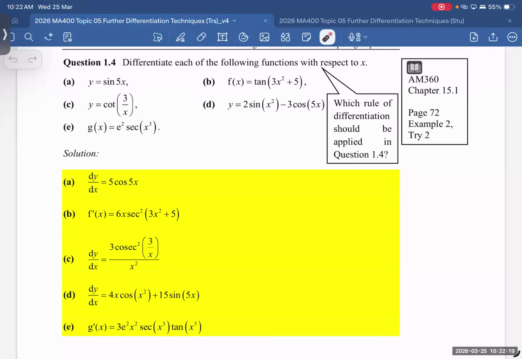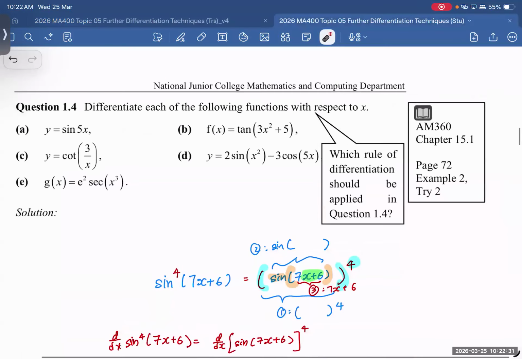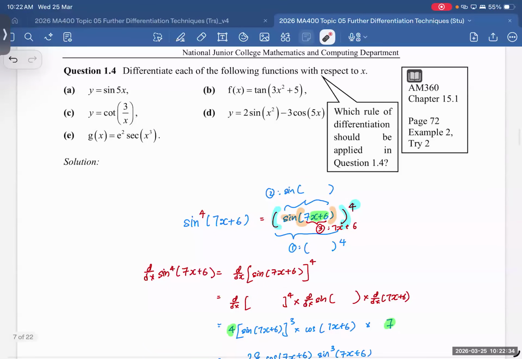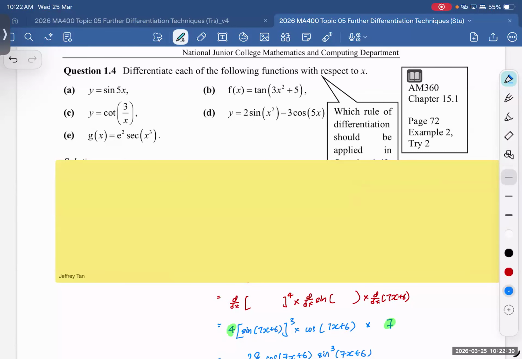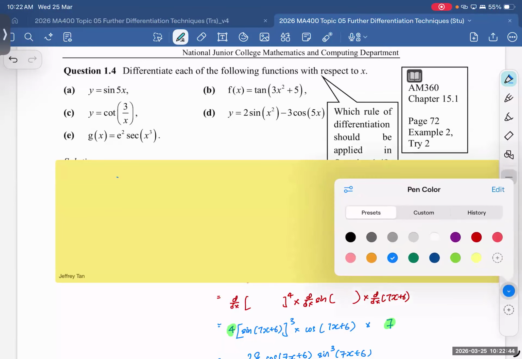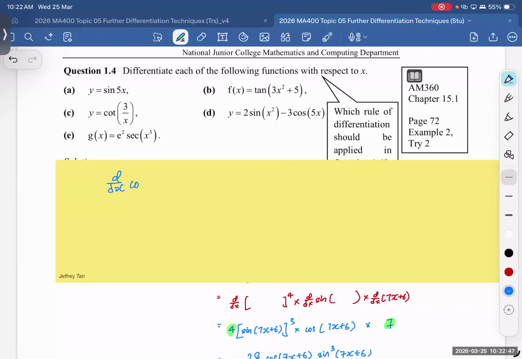Part C, which one? 1.4. Because when you differentiate cotangent, it's minus cosecant squared. So when you differentiate cotangent, right? Can I say it's the same as this? By right, it should give you minus cosecant squared.